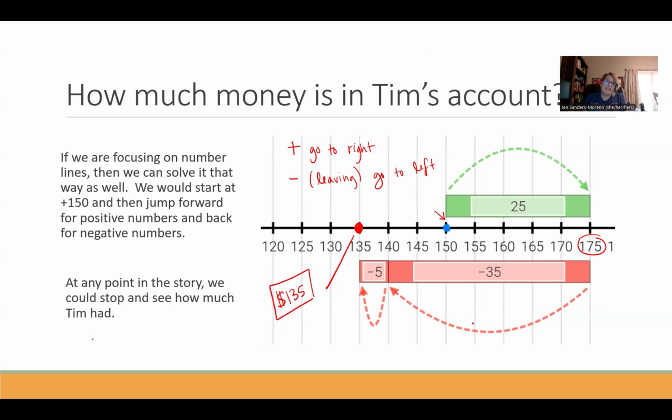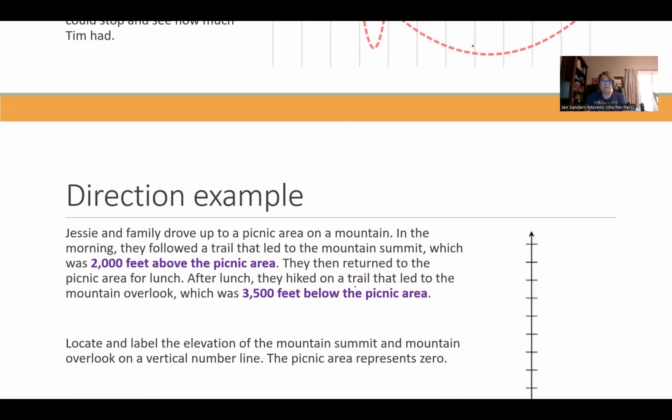Now, you could stop and see how much Tim had at any point in the story. So you could do, hey, how much did Tim have after he deposited 25 bucks? Okay, we're at 175. Okay, how much does Tim have after he took out 35? Okay, 140. Oh, but then we lost another five for the fee. So, I mean, you could stop it anywhere. You could also add to the story, okay? Or create your own.